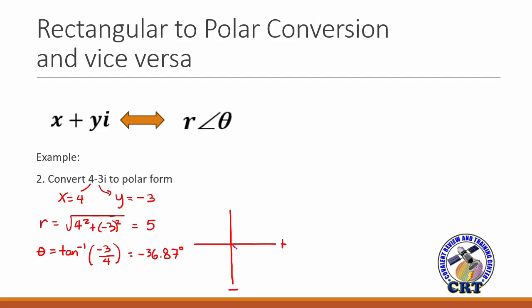and this is the location of your theta. Okay? So this is negative because this is in clockwise direction as stated earlier. So this is negative 36.87 degrees. Therefore, our final answer here, z equals 5 angle of negative 36.87 degrees.